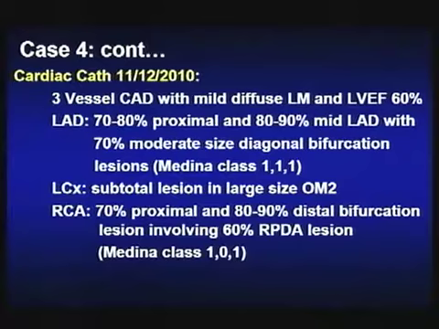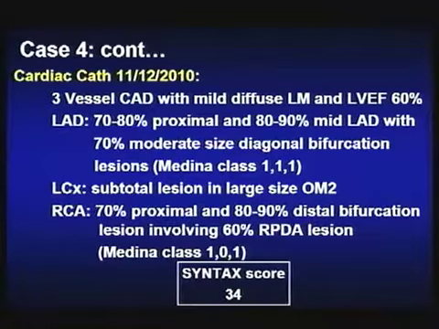Now this patient, just to enumerate again: non-obstructive left main with a normal ejection fraction, multiple lesions of the LAD, diagonal, a subtotal lesion of the OM, and 70% RCA and distal RCA, and bifurcation lesions of the LAD which involve the diagonals. When we did this case, we have incorporated in our cath reporting system calculation of the syntax score, and this patient has a syntax score of 34.